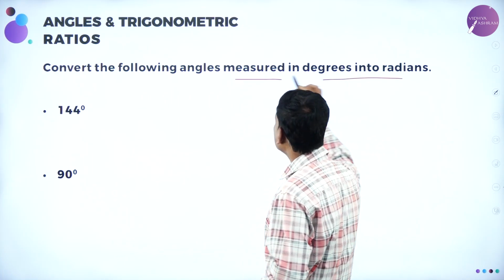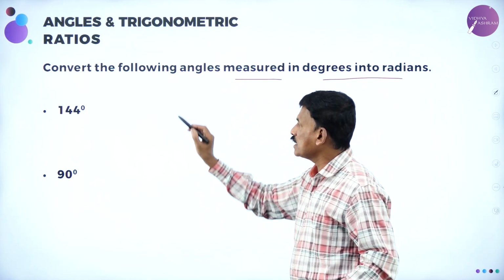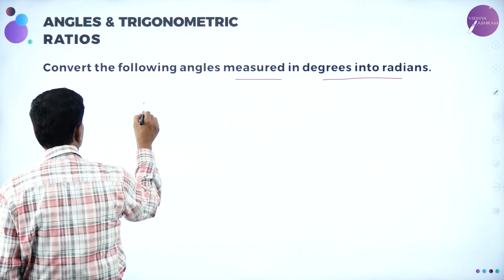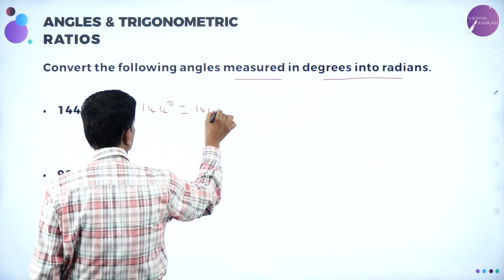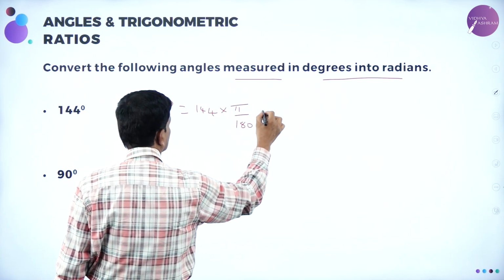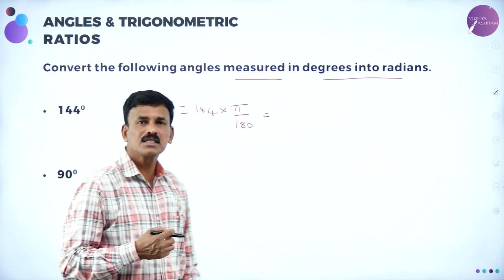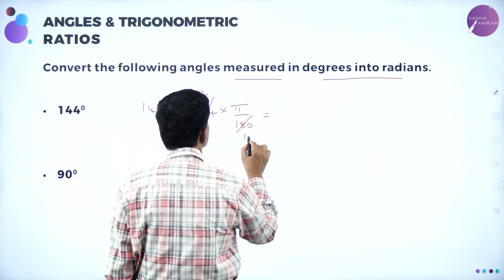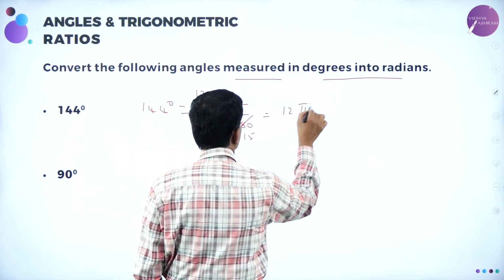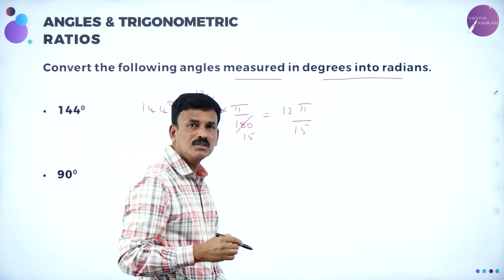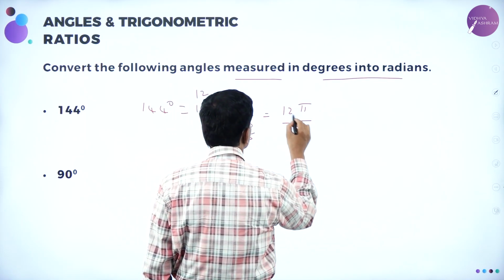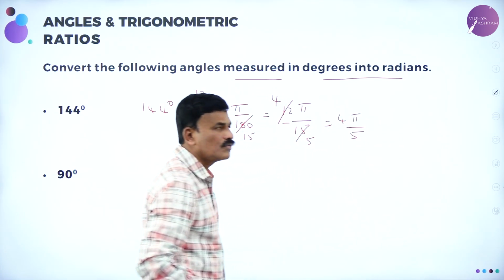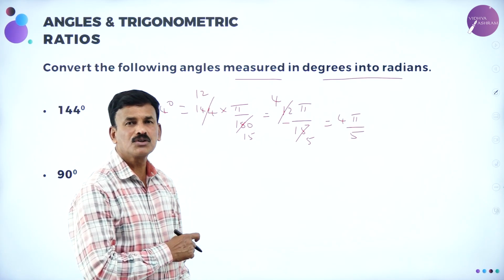Convert the following angle measured in degrees into radians. Again 144 degrees. Now 144 degrees can be written as 144 into pi by 180. What is this equal to? Now let us divide this. 144, so divide by 12. 12 12s are 144, 12 15s are 180. That is 12 pi by 15. Again you can divide by 3. 3 4s are 12, 3 5s are 15. That is equal to 4 pi by 5. So 144 degrees is equal to 4 pi by 5.